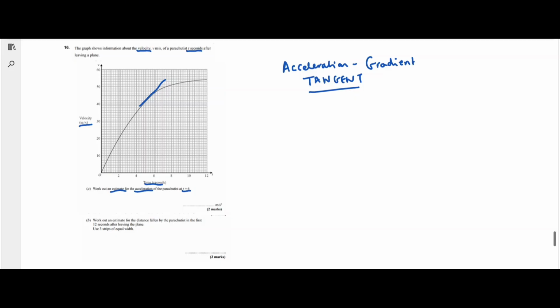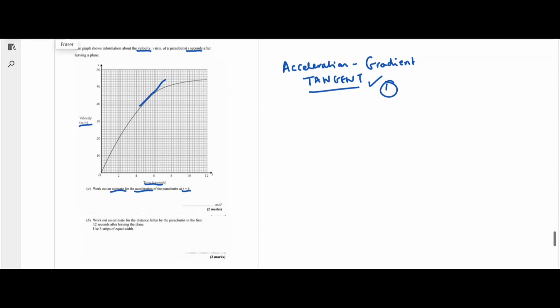So you now want to find the gradient. You get a mark for having a tangent drawn. That gives you a mark. That's one of the 2 marks. Now to find the gradient, you need to draw yourself a triangle, or you need to just use 2 coordinates. Now you want to choose exact points.